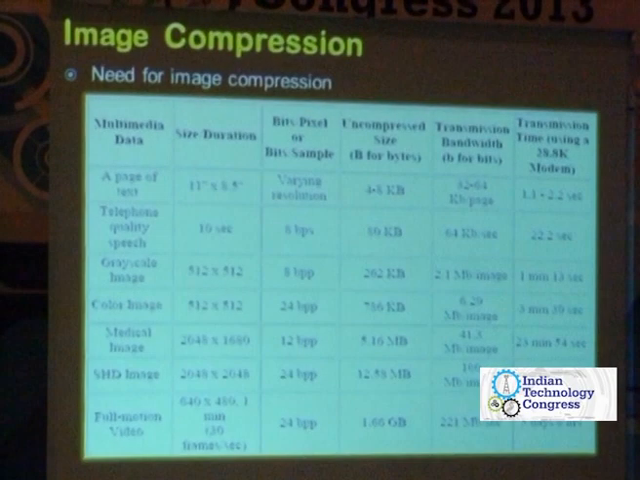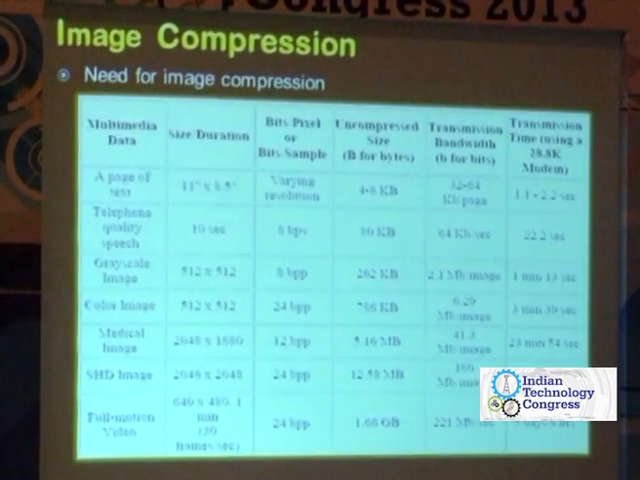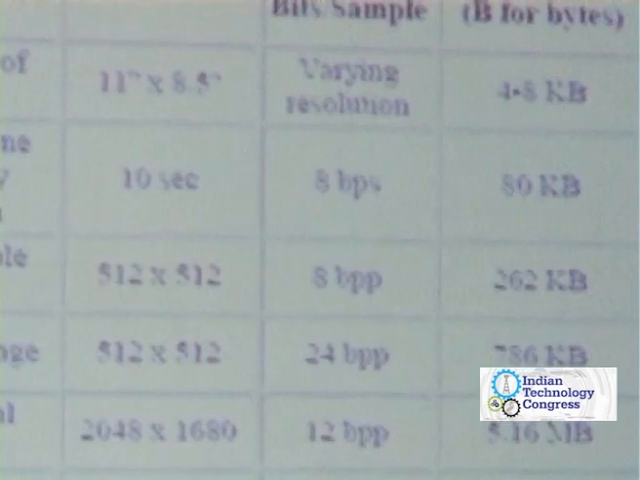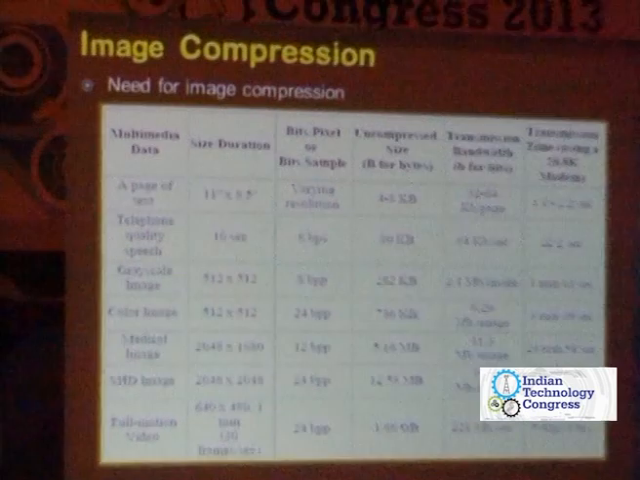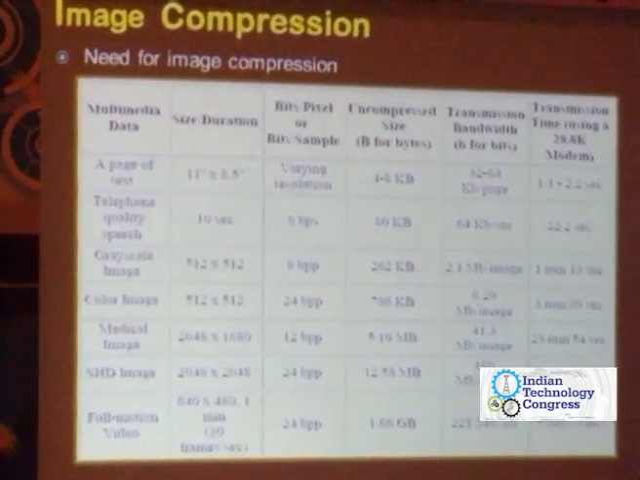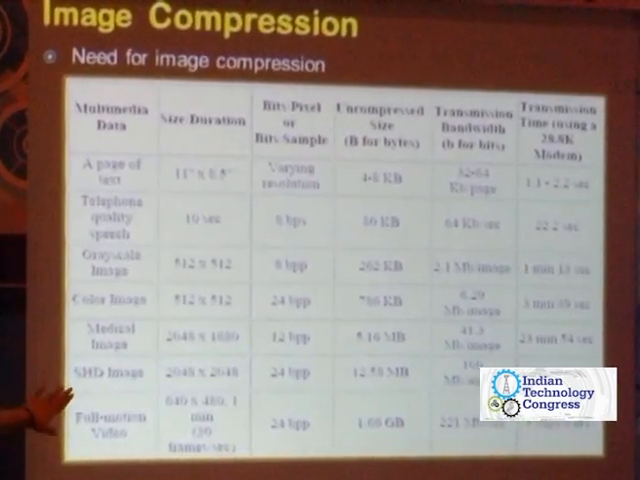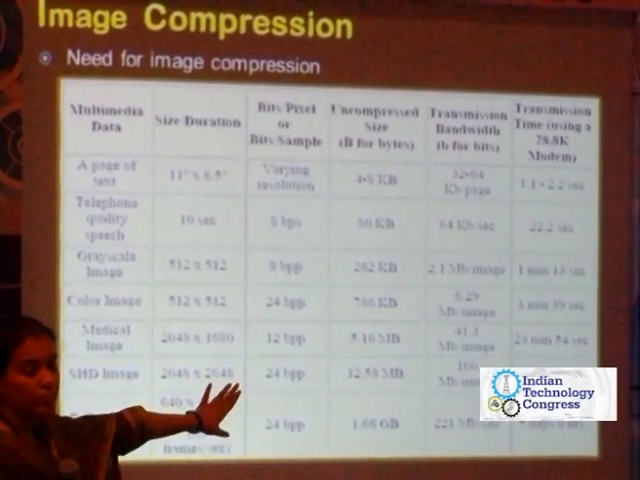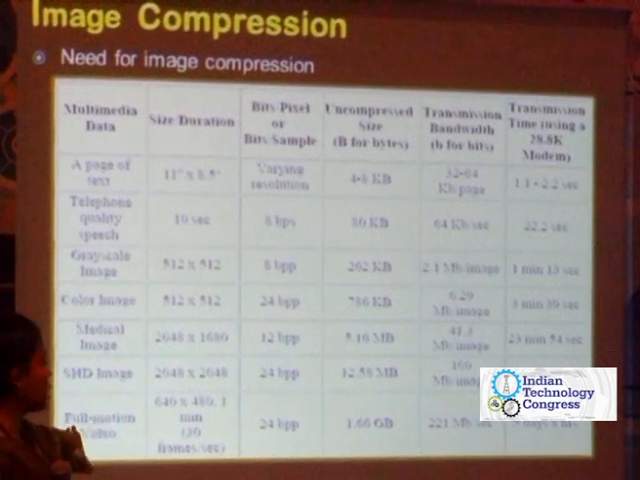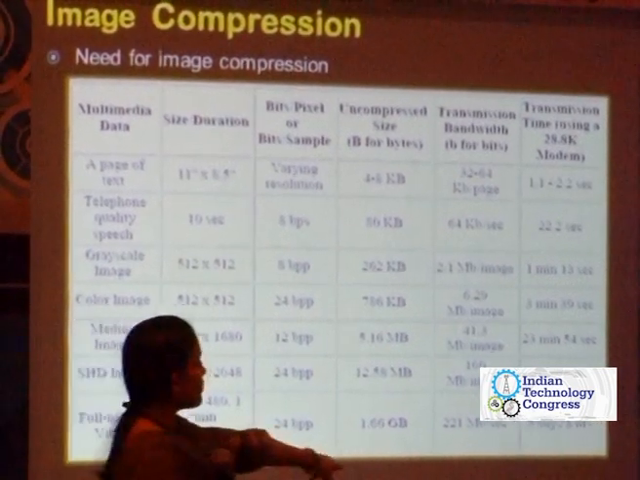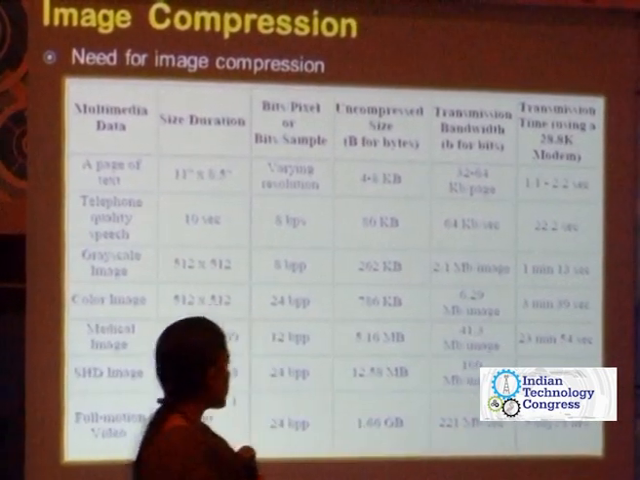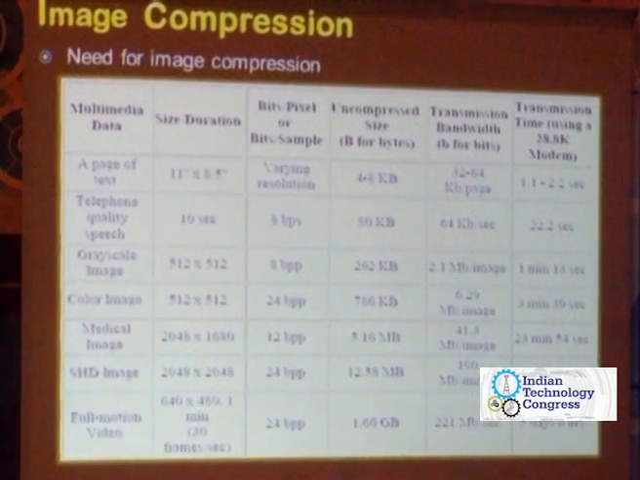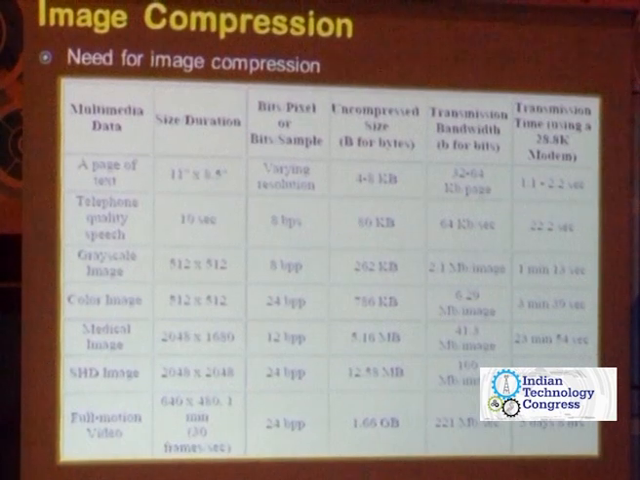It's a matrix of picture elements. It may be 8 x 8, 16 x 16 or 64 x 64. So coming to the needs of compression, you can see the various types of multimedia data, the size according to the bits per pixel values, and the uncompressed size. If it is transmitted in the uncompressed size, what will be the time taken for the transmission? So based on this table, we can say that image compression is necessary for each and every data.